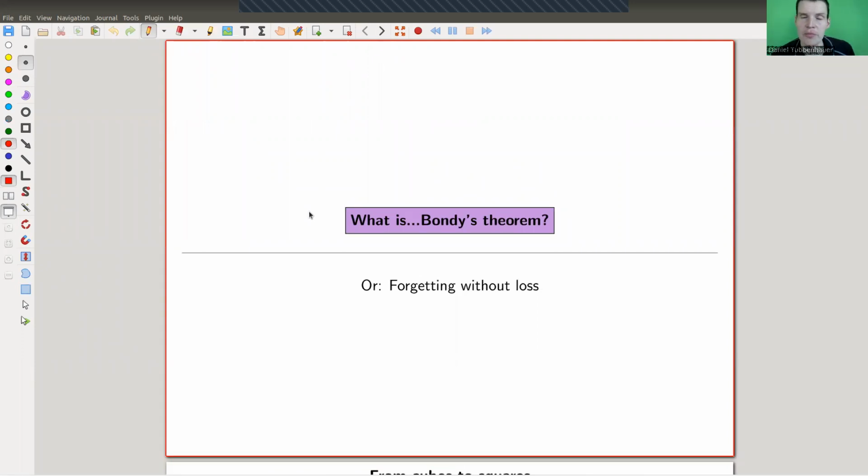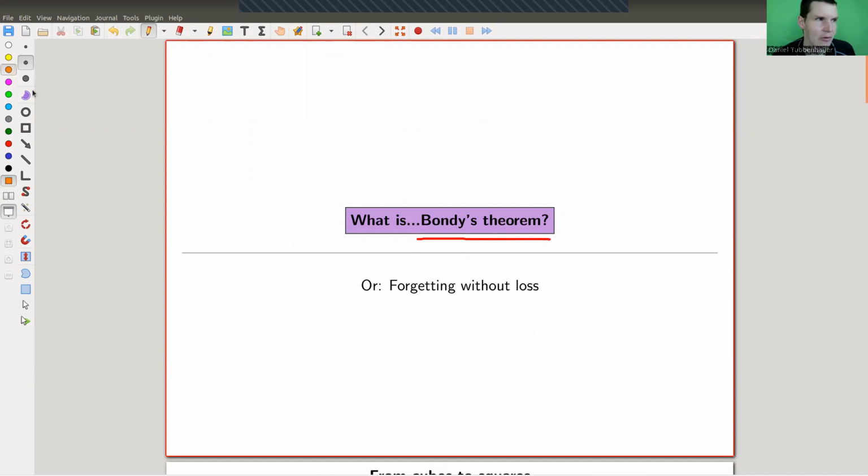Okay, welcome everyone to my continuation of what are my favorite theorems, my very biased collection as usual. Today, again, a very biased theorem. So I like it a lot. I find it very surprising. It's called Bondi Theorem. It's part of combinatorics.